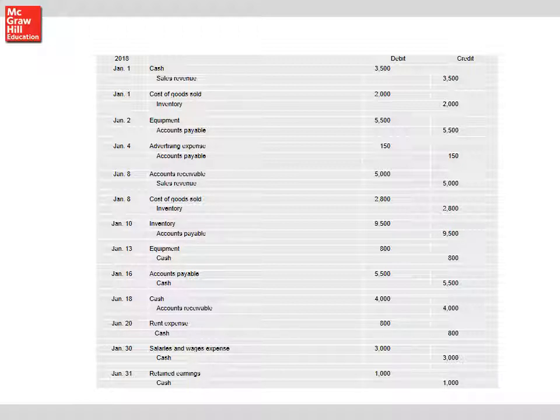On the 20th, they paid $800 to the owner for the building for January's rent. Increase rent expense on the debit side. Decrease the asset cash on the credit side. January 30th, they're paying more expenses, $3,000 for salaries and wages. Debit salaries and wage expense, $3,000, because that's what we do. We increase expenses on the debit side because we're trying to collect all the expenses for a period of time. And then we decrease cash on the credit.